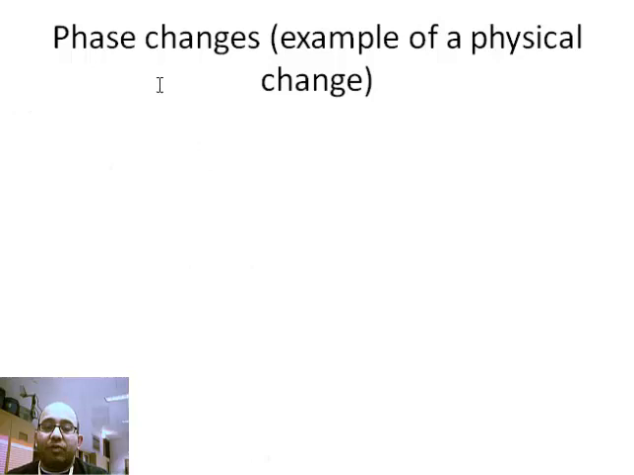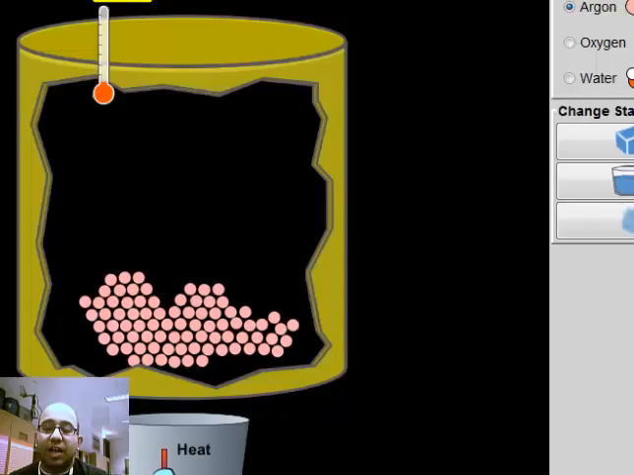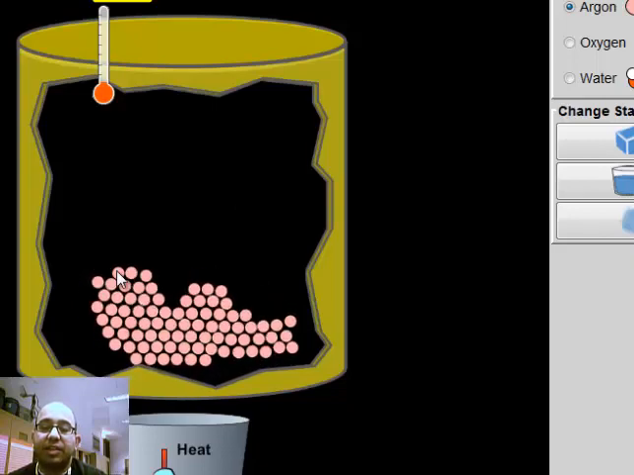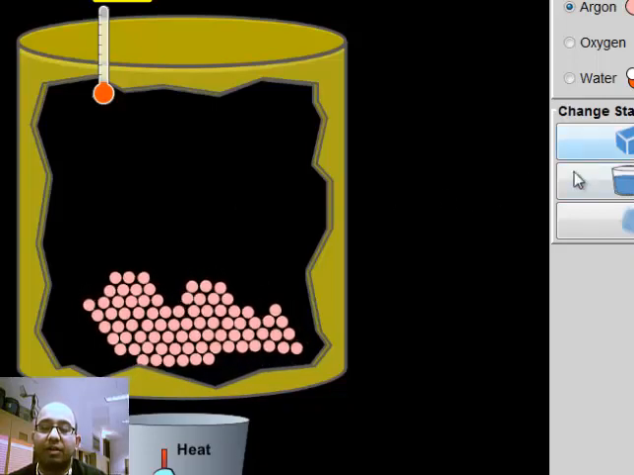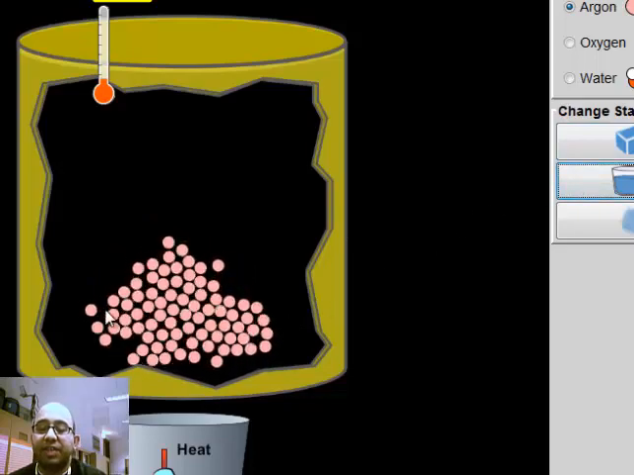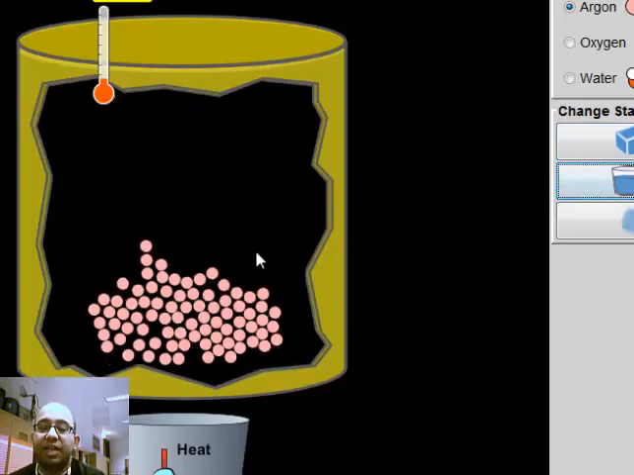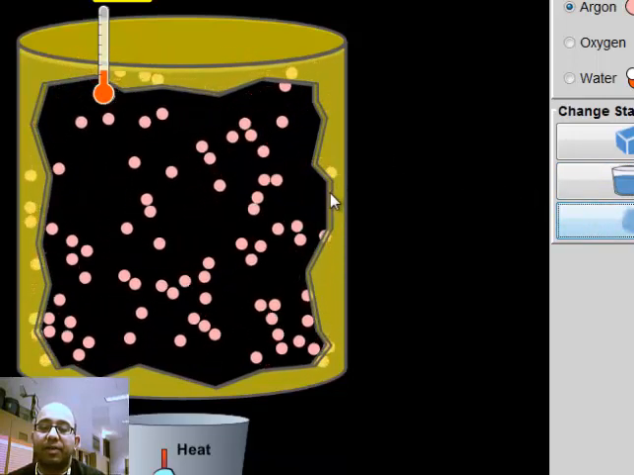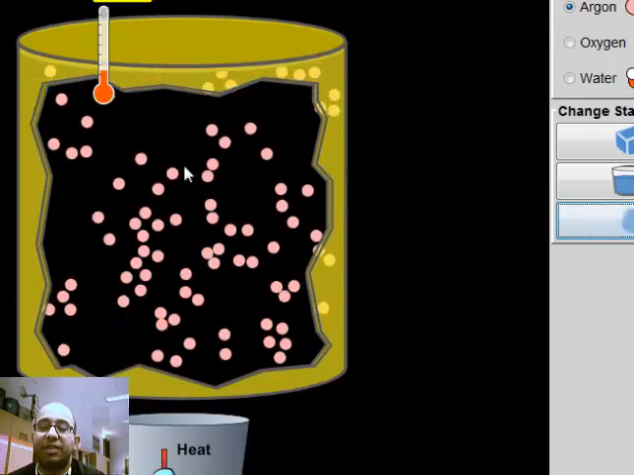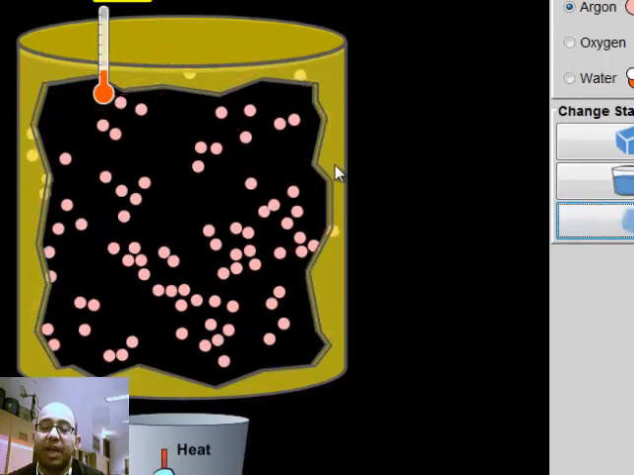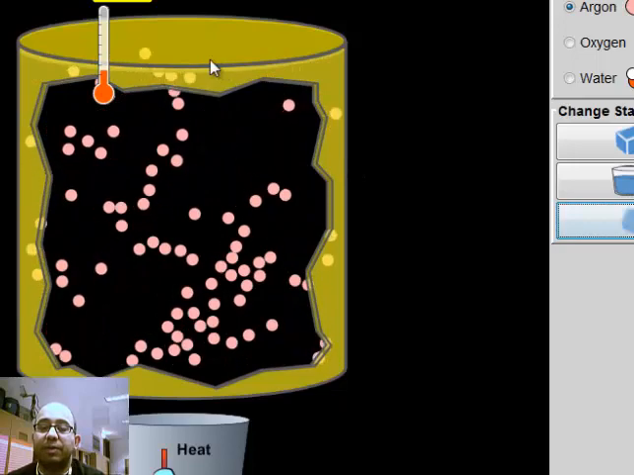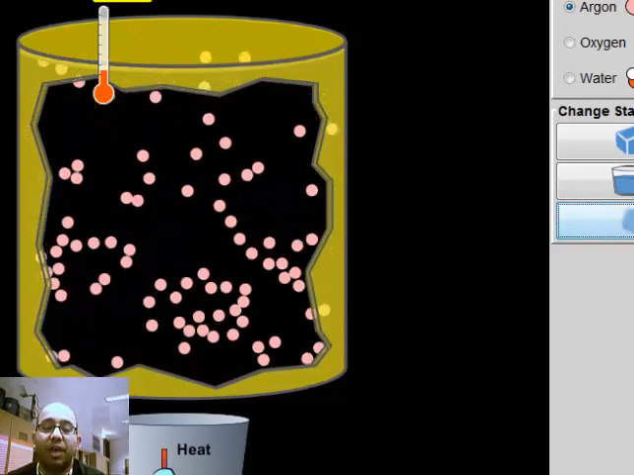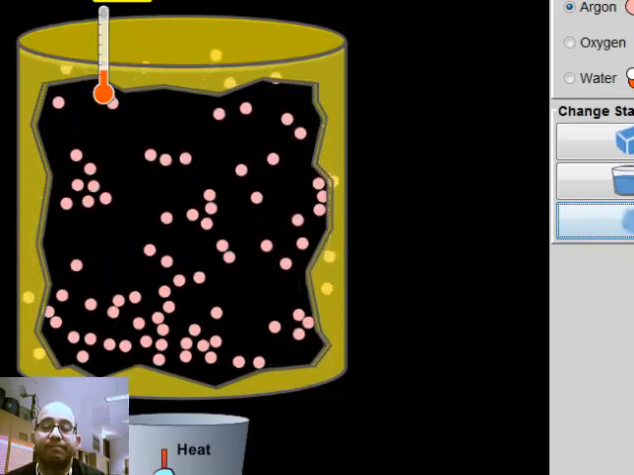So in this example, where it says phase changes, an example of physical change, I'm referring to this animation. So if you notice, a solid is a fixed shape. A liquid takes the shape of its container, so whatever container it's in, it takes the shape of that container. And a gas is not a fixed shape, it takes the shape of its container as well. But a gas is compressible. You will be able to reduce the volume it's in by closing this container down. And we'll talk more about that in class.